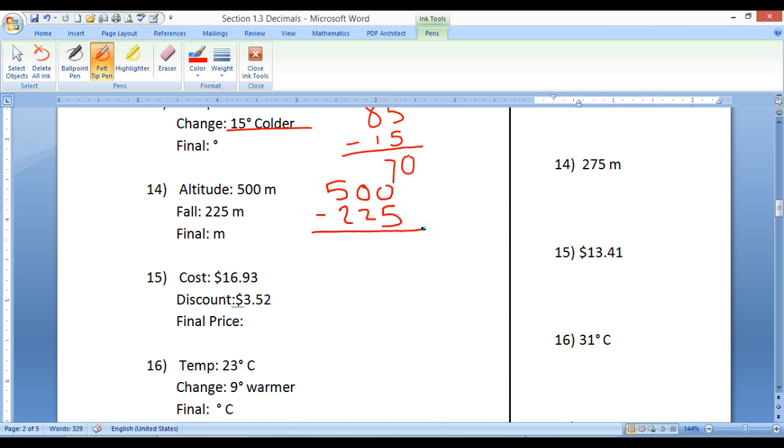Because I have a 0 above the 5, again, I need to go borrow. However, there's nothing to borrow from in the tens, so I need to go over one more and borrow from the hundreds, making this a 4. But I can't go straight to the ones. I only move over one place value, which means I need to still borrow, so make this a 9 and give the next one to the ones, so I have 10. 10 minus 5 is 5, 9 minus 2 is 7, and 4 minus 2 is 2, so the answer is 275 meters.